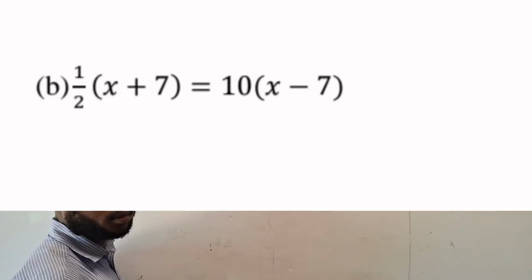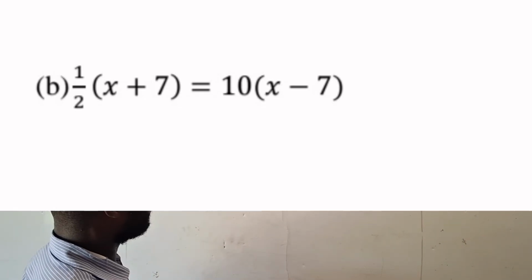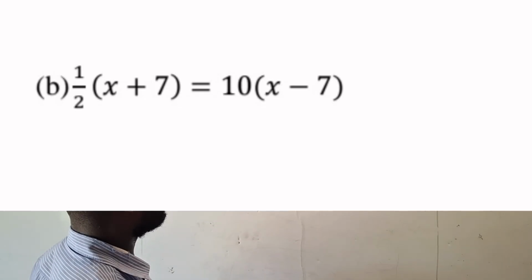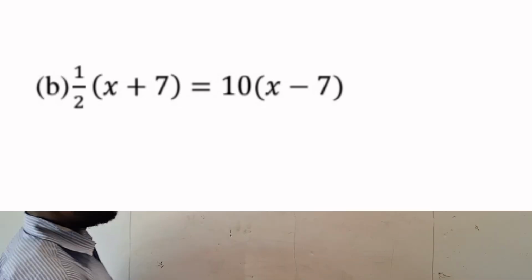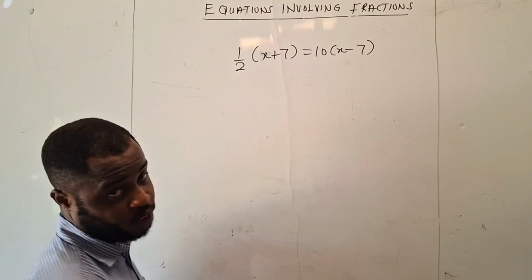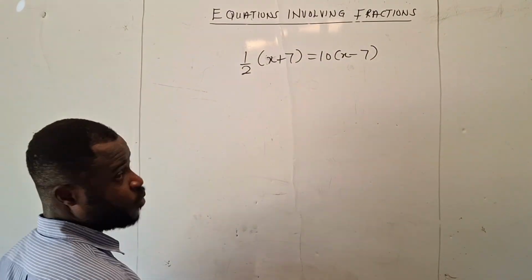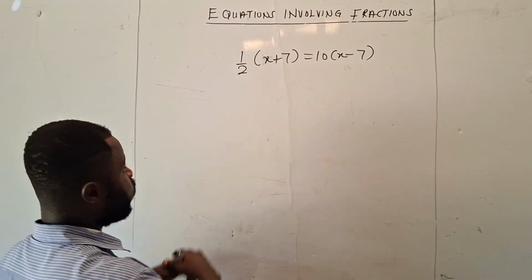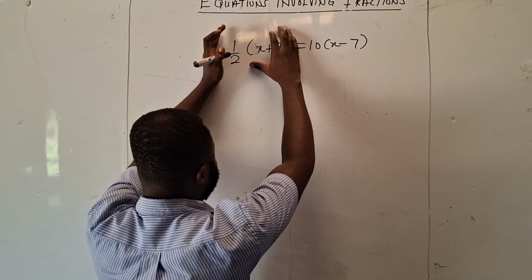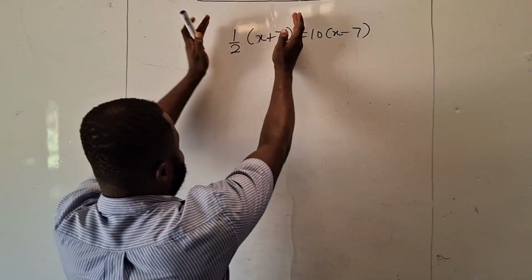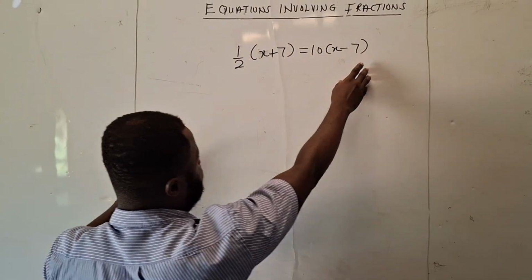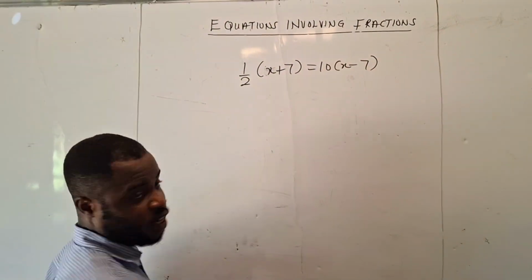Another question. So we are going to solve half bracket of x plus 7 minus 10 bracket x minus 7. So here we have only one fraction. The denominator is 2, so obviously that's what's going to be the LCM. So we are going to multiply it by this, and this are seen as 1. There's no equation sign here. This is 1, then this is also 1. Because there's no sign separating the number in the bracket.